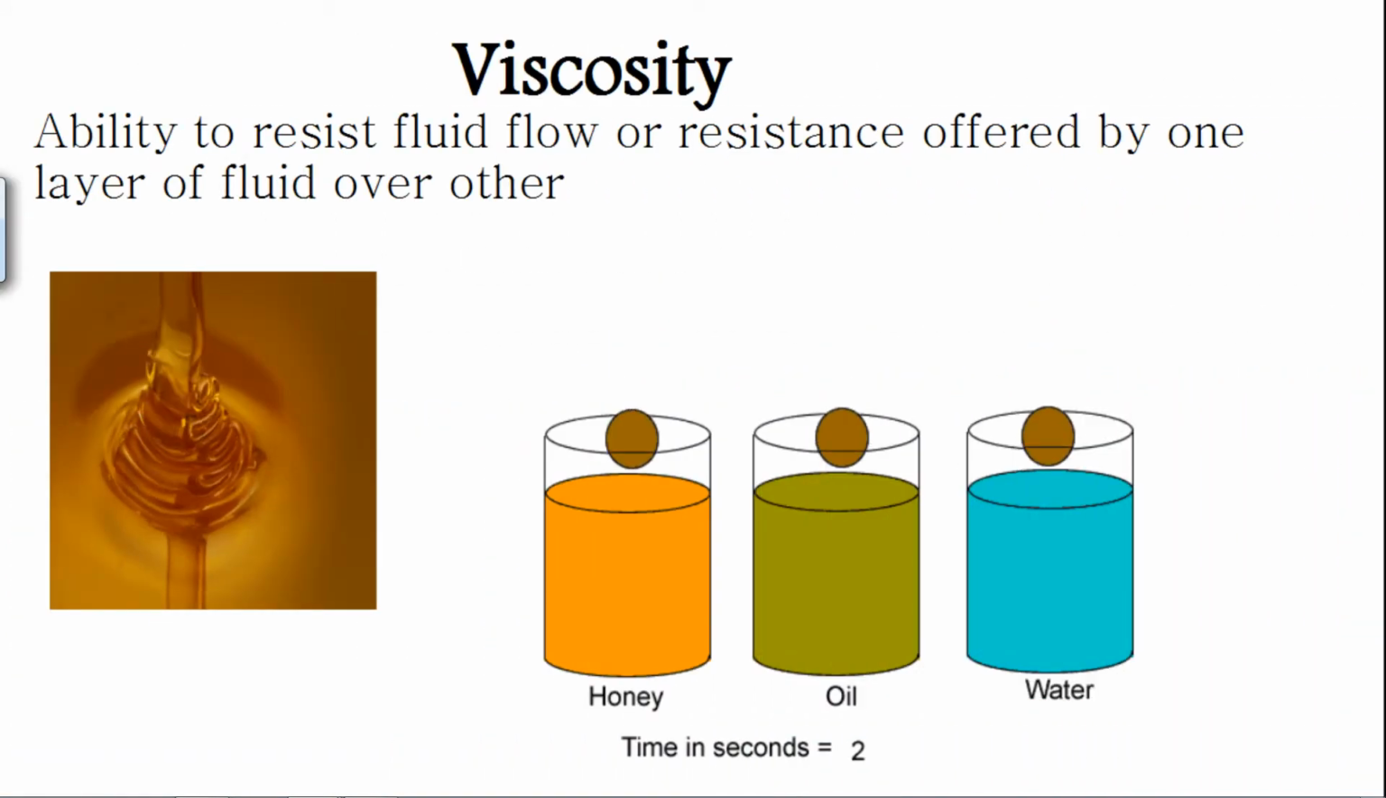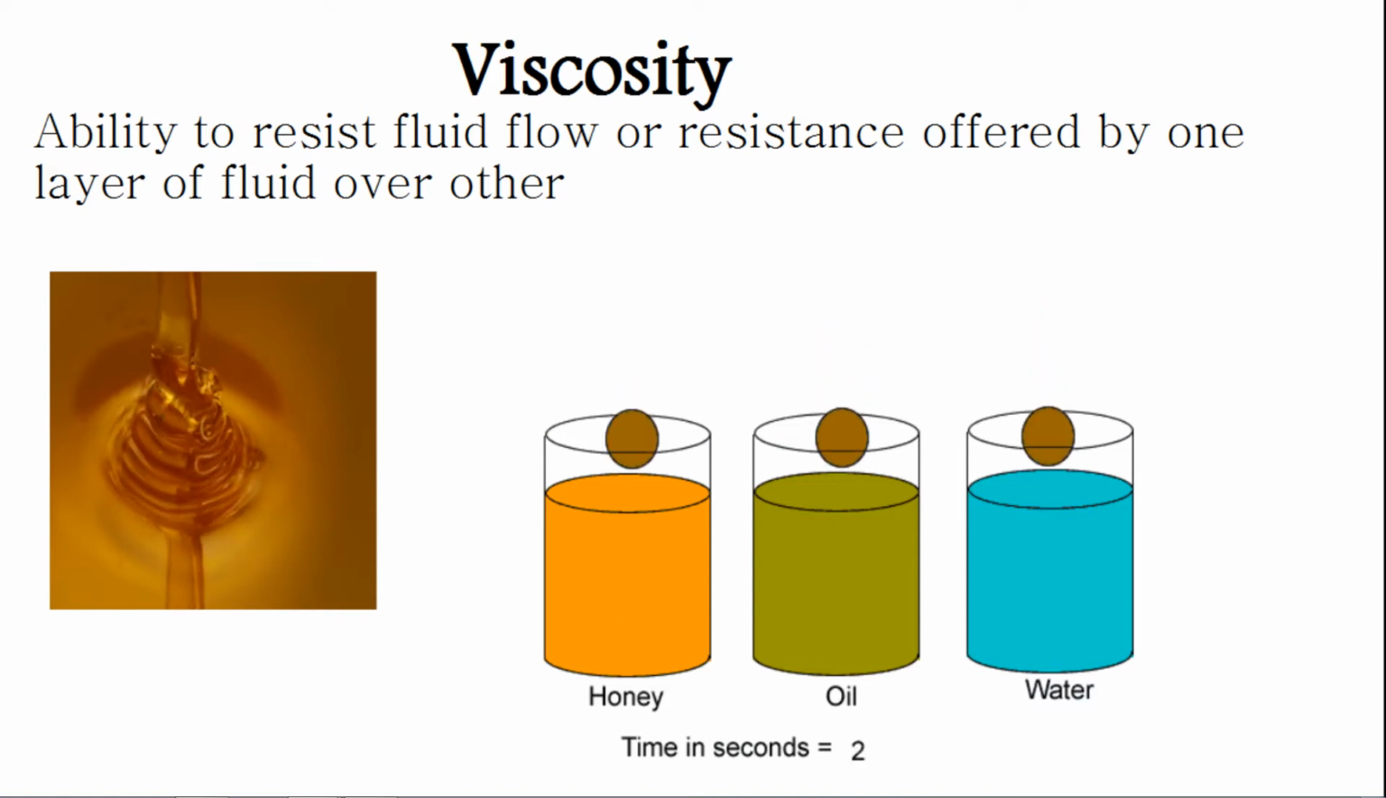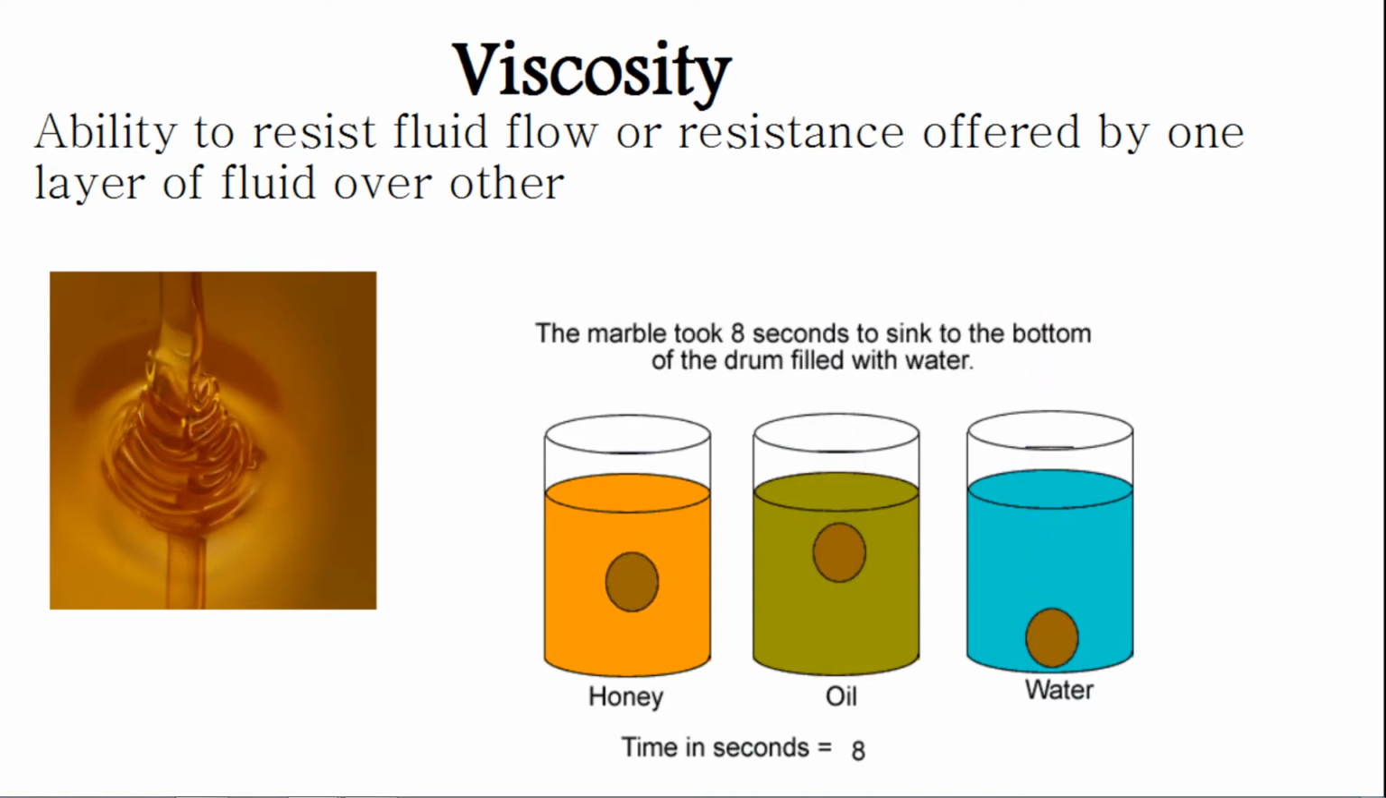So first, what is viscosity? Viscosity is the resistance offered by one layer of a fluid over another. So if you distinguish between water and honey, that's the property, viscosity. Here on the right side, you can see three different containers having three different liquids. When a marble is thrown inside the three different containers, it will take a slightly different time for all these three cases. Why? Because the resistance for honey and water is different. So that's the interesting property called viscosity, resistance offered by one layer of fluid over another.